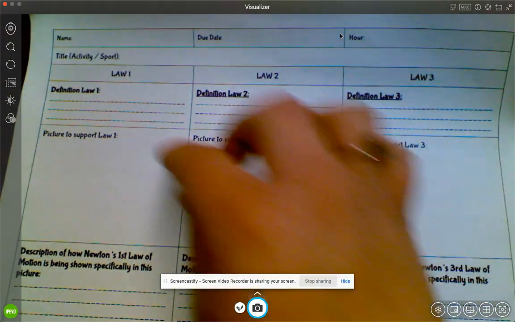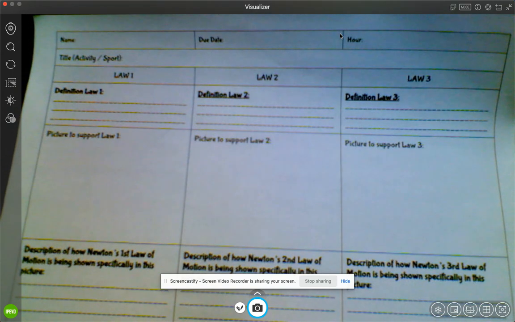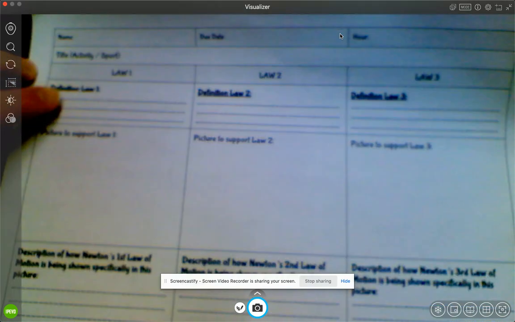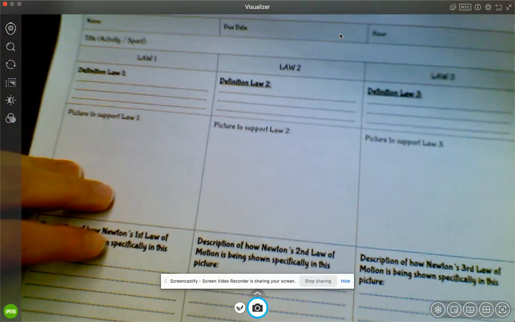So the first one, I'm not going to write it, but if you're listening because you watched the video, an object at rest stays at rest. An object in motion stays in motion in a straight line unless acted upon by an outside force. You're going to write that. That's the longest one you're writing. The other two are pretty short.